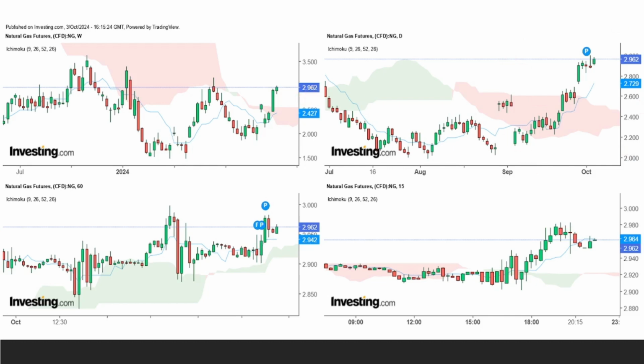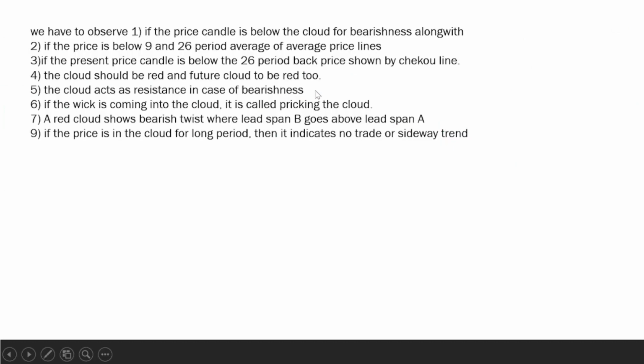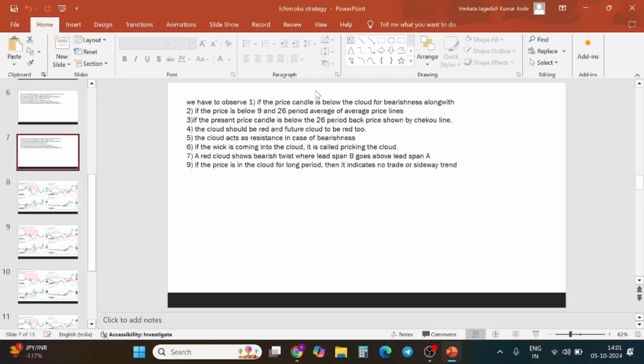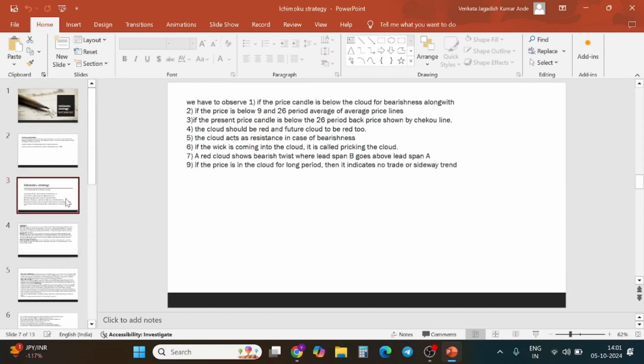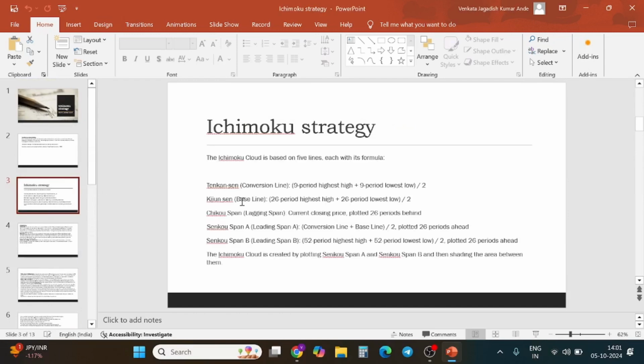Okay, now let us move to the second line. The second line is the Kijun Sen line, translated as baseline. It is the average of the 26-period highest highs and 26-period lowest lows. Since the time period is long, 26 periods, it is considered a medium-term line. It works as a medium-term support, resistance line, and so on.